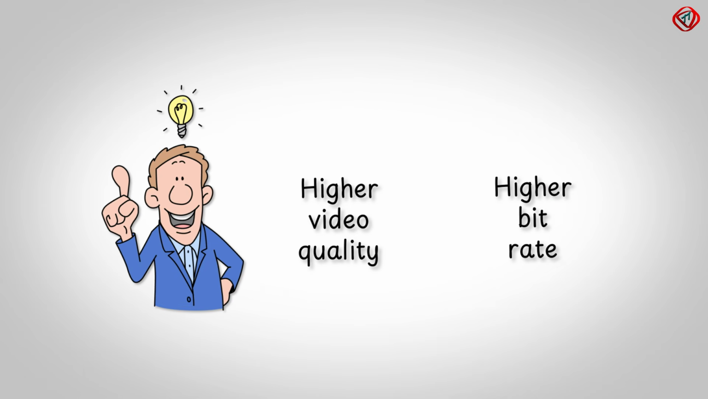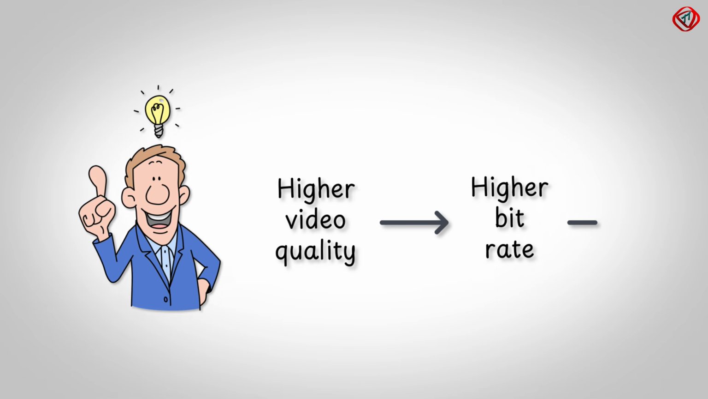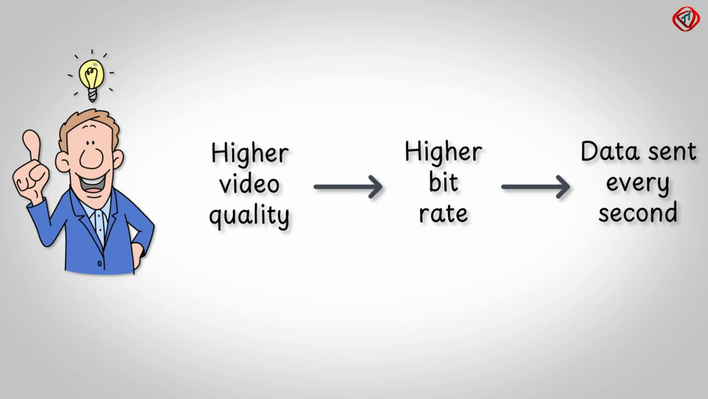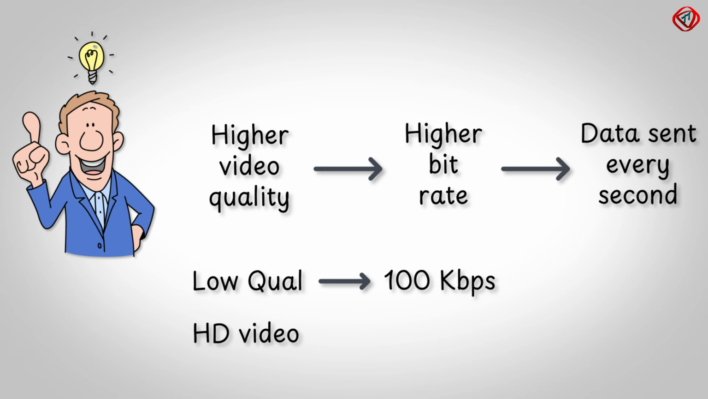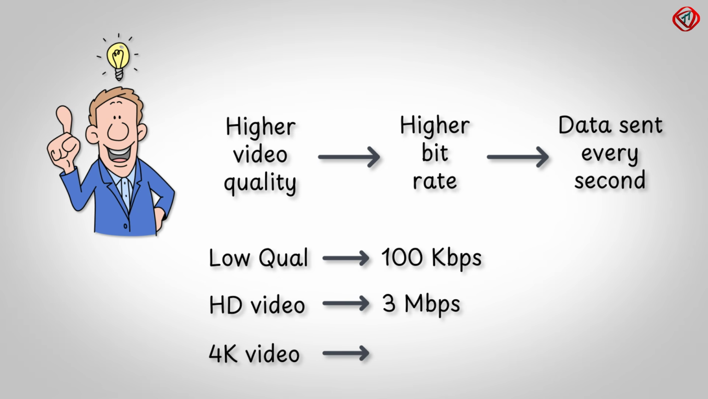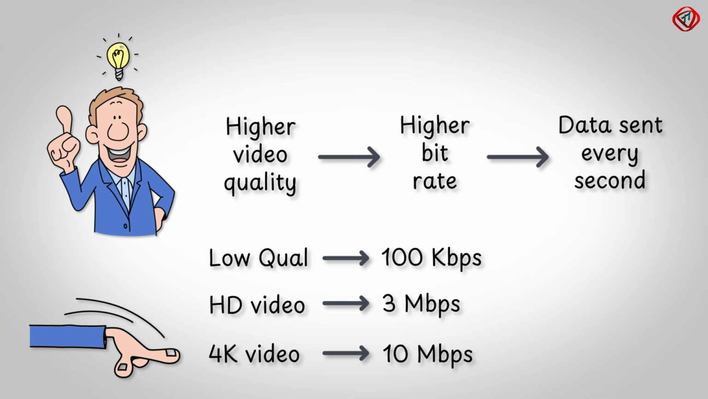Remember this point. Higher video quality needs higher bitrate. Bitrate simply means how much data is sent every second. For example, low quality video may need only 100 kbps bitrate. HD video may need more than 3 Mbps bitrate, and 4K video may require over 10 Mbps bitrate. So, better quality means more bitrate.